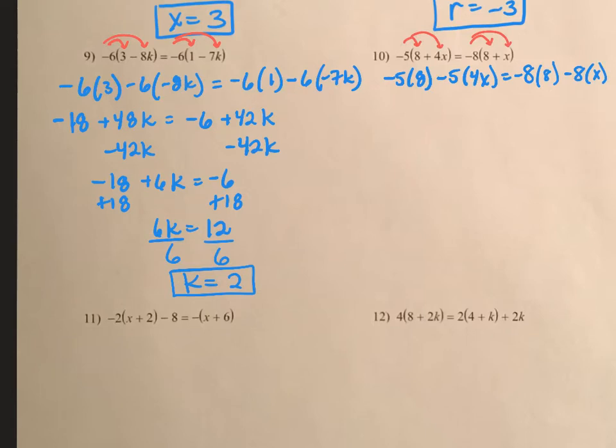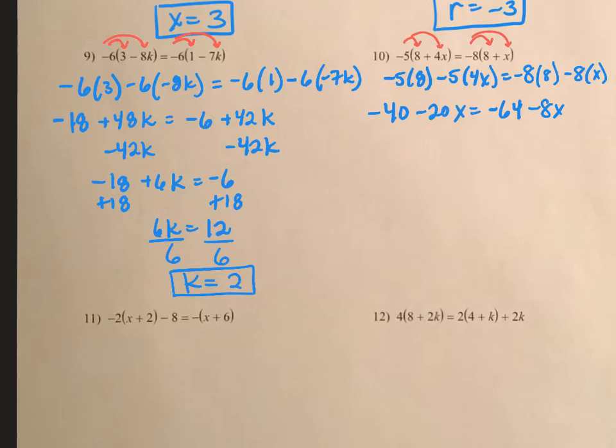Okay, on this left side, negative 5 times 8 is negative 40. Negative 5 times 4x is negative 20x. On the right side, negative 8 times 8 is negative 64, and negative 8 times x is negative 8x. Okay, I used my distribution. There's no combining like terms on the left or right side.